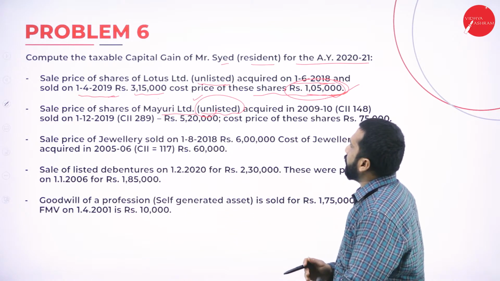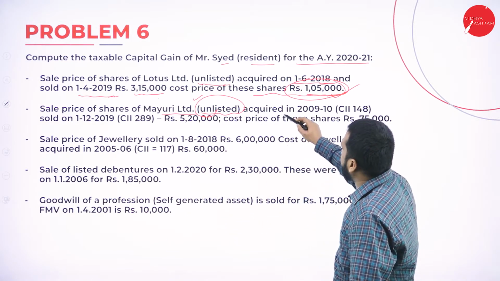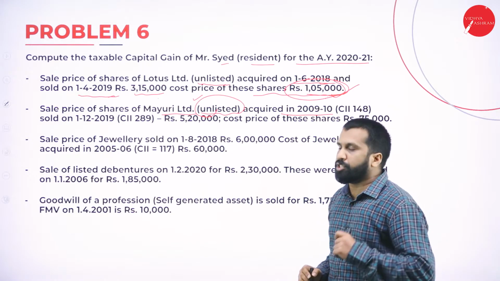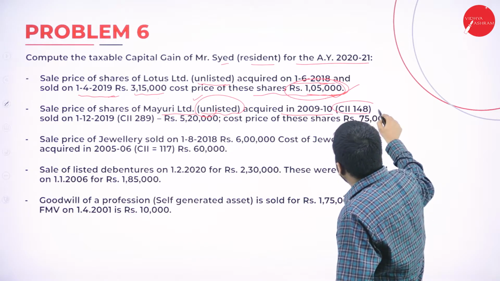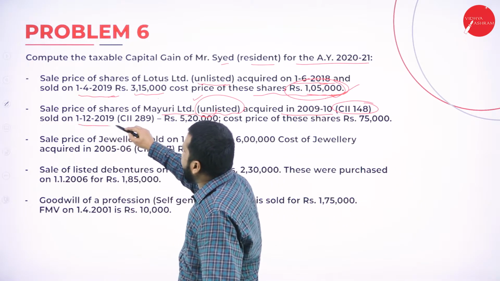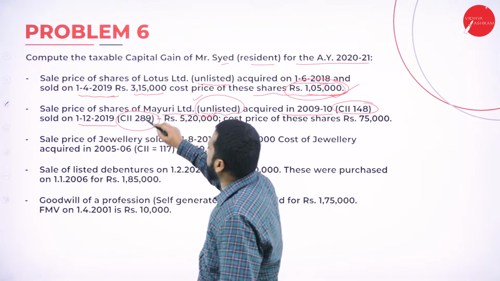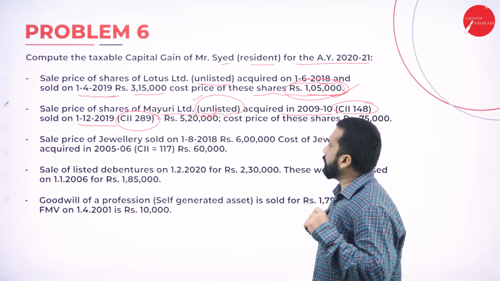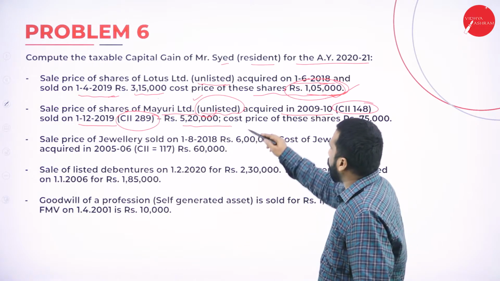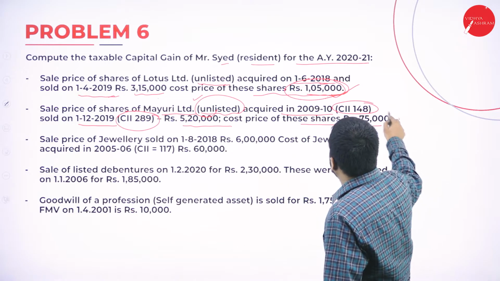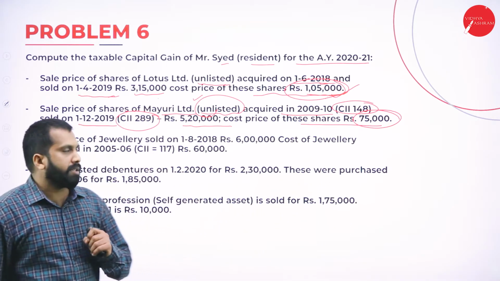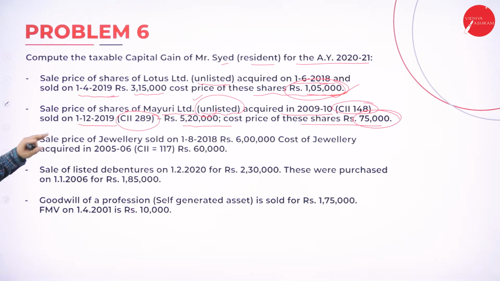Sale price of share MYSURU Limited unlisted acquired in 2009 and 2010. What is the indexation number? 148. Now, sold on 1/12/19. What is the indexation? 289. What is the price? 5,20,000. Cost price of these shares are 75,000. Hope you are clear. Good. Now, we'll go for this.